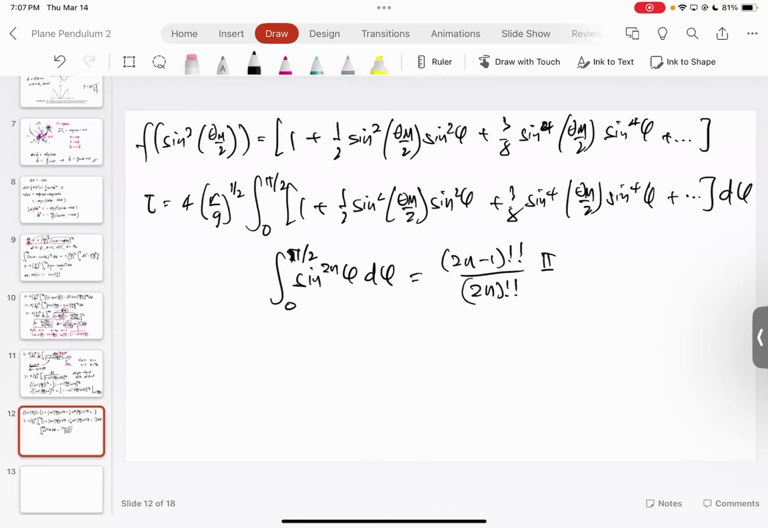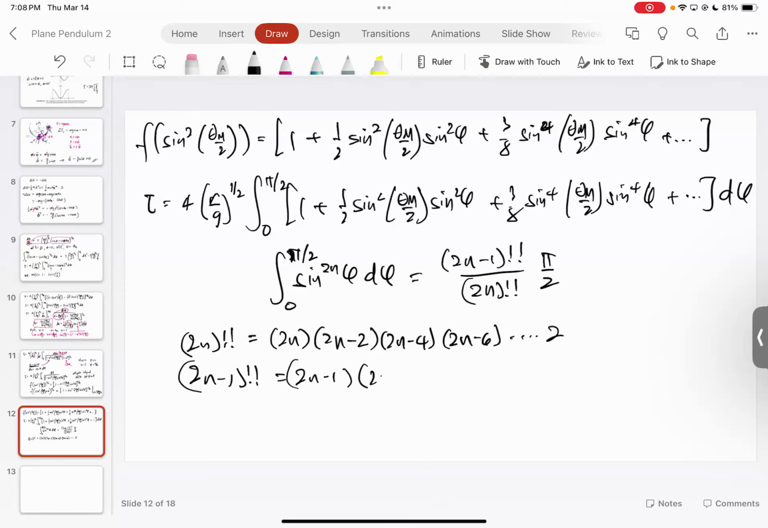Double factorial, pi over 2. Do you remember what a double factorial is? You skip by 2, right? So 2n double factorial is 2n times 2n minus 2 times 2n minus 4 times 2n minus 6, and so on down to 2. That's all a double factorial means. And 2n minus 1 double factorial is 2n minus 1 times 2n minus 3 times 2n minus 5, down to 3 times 1.